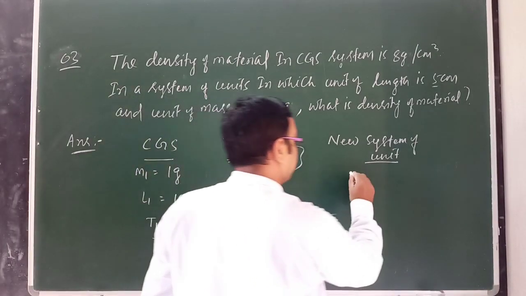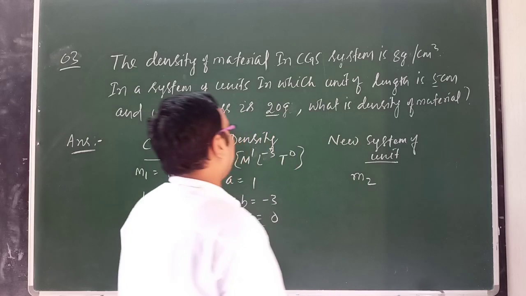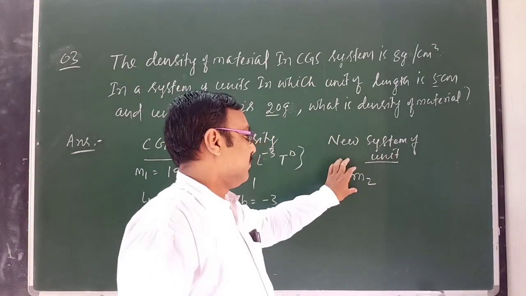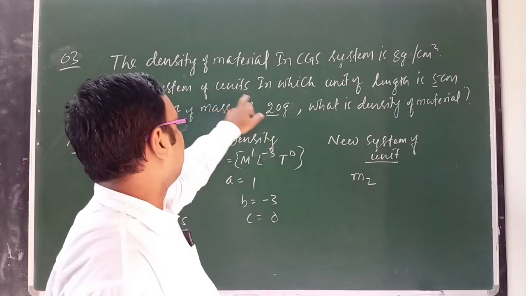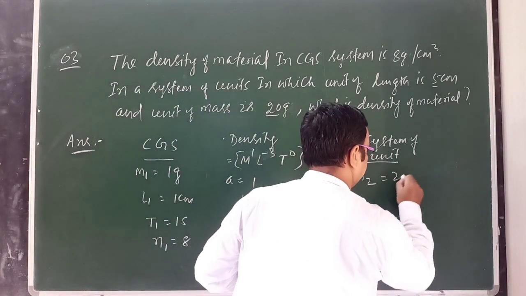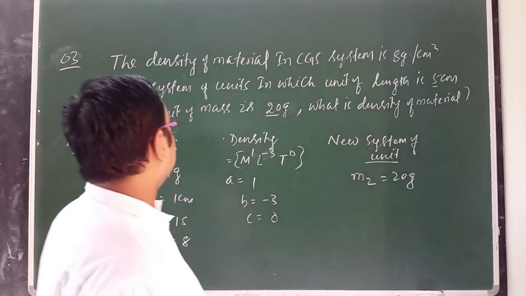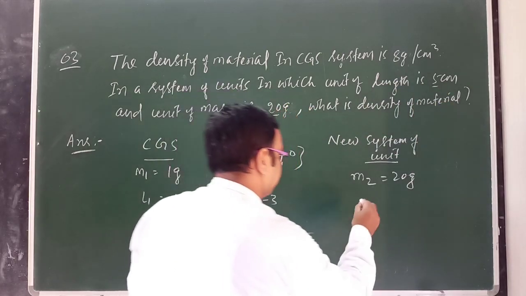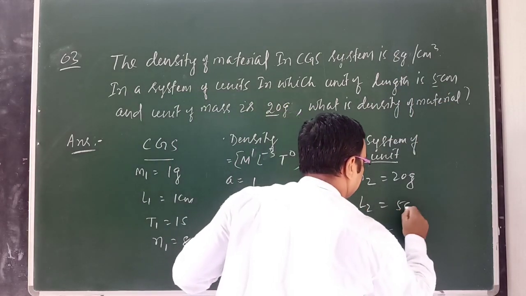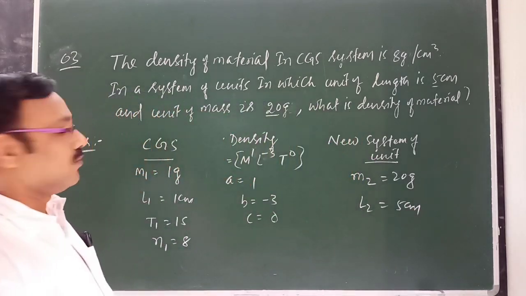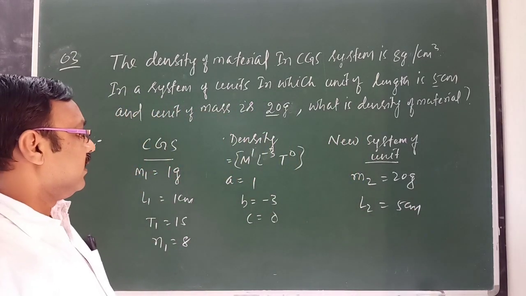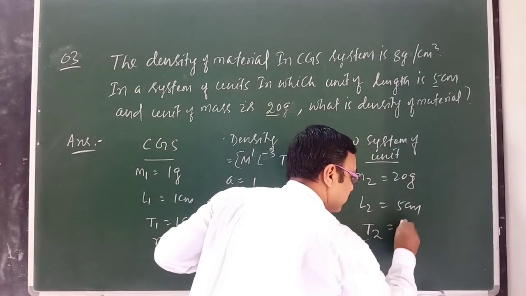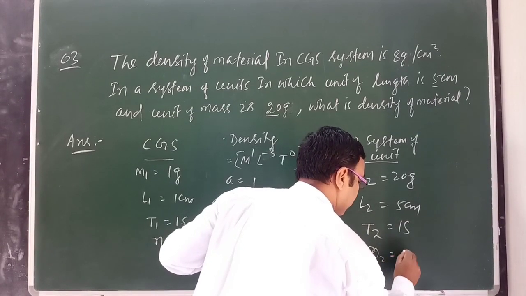And on the other side, we have to take mass. As I have written, this is the new system of unit. That means in that system the mass is given as 20 gram, and length is given as 5 cm. Here we can also take time, and it is given as 1 second, and we have to find the value of n2 here.